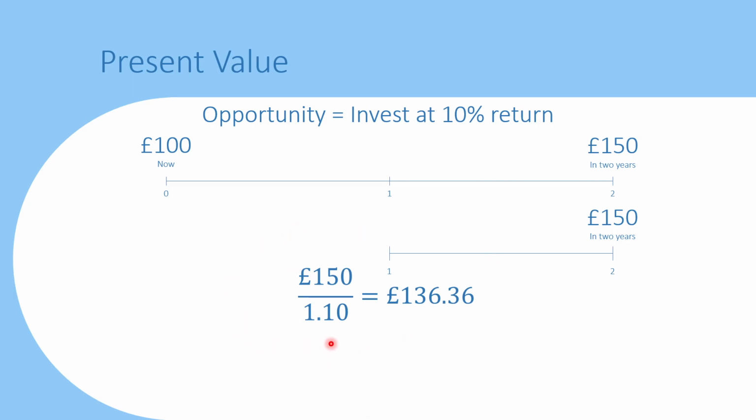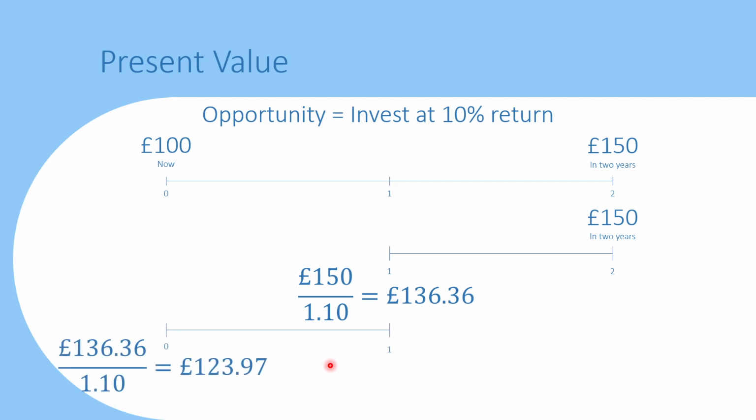136.36, right? And then we just repeat it again because this is a value at year 1 and we want to calculate its value at year 0, right? So this is again 1 year ahead of year 0, so we need to repeat exactly what we have done. We take this value, which is 136.36, which is to be received in 1 year's time, and we divide it by 1.10, which is 1 plus r, and that gives us 123.97.